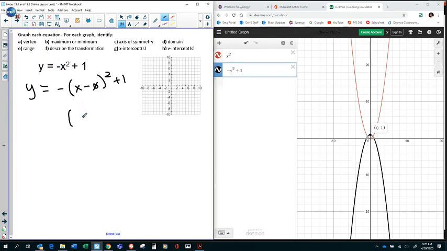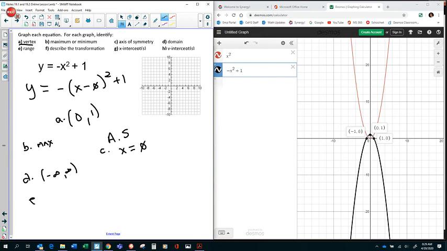Here, our vertex is going to be (0, 1). And if we look over here and graph it, -x squared plus 1, we've got our x-intercepts. So for A, our vertex is (0, 1). Looking up here at the letters, B, it's a maximum. C, our axis of symmetry is x equals 0. D, for the domain, it's -infinity to +infinity, as with all of them.